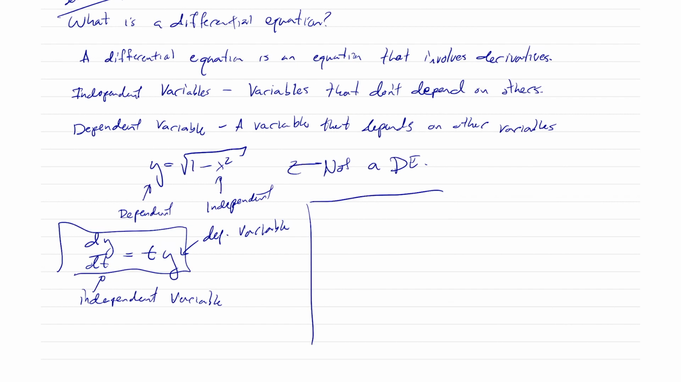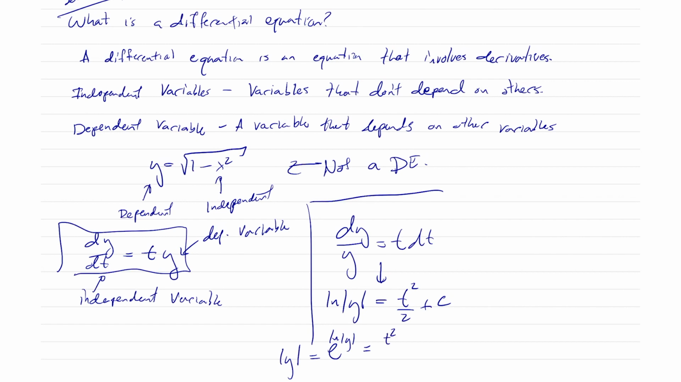But basically what this can turn into is you multiply both sides by dt, and you divide by y, and so then you get dy divided by y is equal to t times dt. And we can go ahead and integrate. So this gives us natural log of the absolute value of y is equal to t squared over 2 plus a constant. And then if I exponentiate both sides, then I get e to the natural log of the absolute value of y, which, by the way, is equal to the absolute value of y, is equal to e to the t squared over 2 plus c.